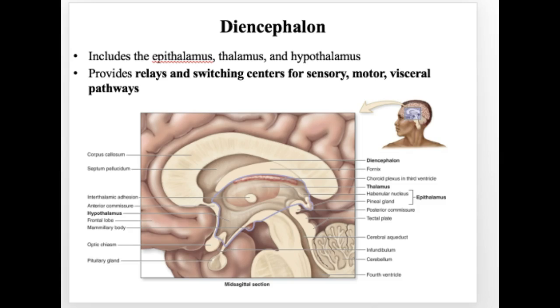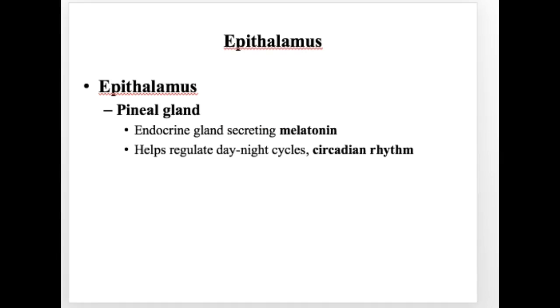Next, we'll move to the diencephalon, which includes the epithalamus, the thalamus, and the hypothalamus. The diencephalon provides relays and switching centers for sensory, motor, and visceral pathways. The epithalamus contains the pineal gland, which is an endocrine gland that secretes melatonin and helps regulate day-night cycles or the circadian rhythm.